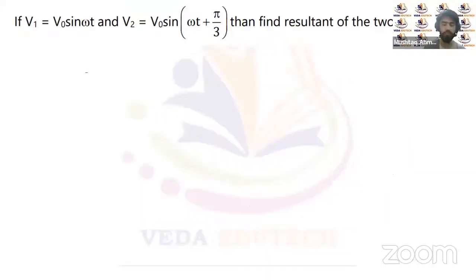The question is that if V1 is equal to V naught sine of omega t and V2 is equal to V naught sine of omega t plus pi by 3, then find the resultant of the two voltages. We can find the resultant of the two voltages using the phasor diagram. It means that we can represent these two voltages as phasors. Let's suppose this is V1 along the x-axis, giving initial phase equal to 0.